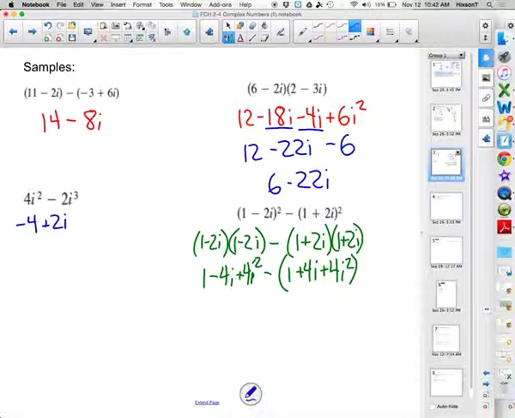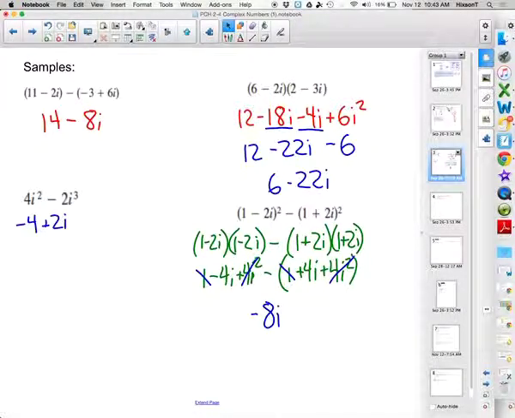Okay, and then you can look to, as we distribute the negative, 1 minus 1 is 0. Negative 4i minus 4i is a negative 8i. And 4i squared minus 4i squared is 0. So that canceled that out. We just have a negative 8i for our answer. So that's why I say until you get to the very end, you don't need to substitute in or whatnot. You can treat it just like a variable. Okay? Any questions so far?